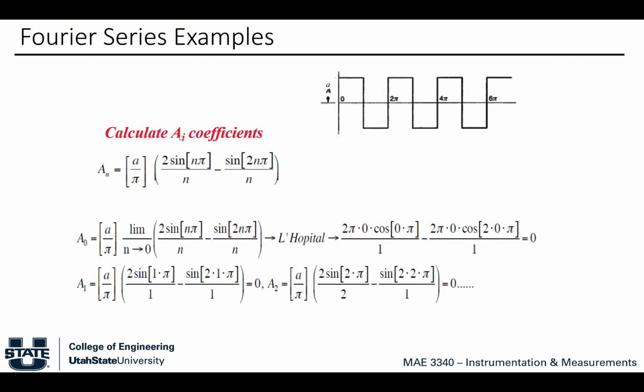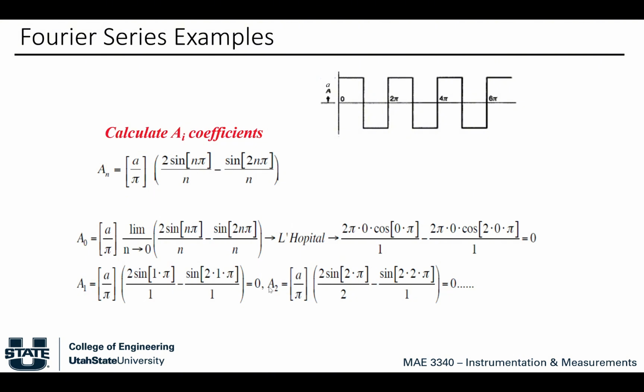So let's go through. We calculate the coefficients. So our a sub naught is equal to a over pi, and then we start plugging in our numbers here. And if we have our a naught, which has a limit going n to 0, we can use L'Hopital. Oh man, that's bringing back some great memories, isn't it? But if we use L'Hopital, we end up with this equation right here.